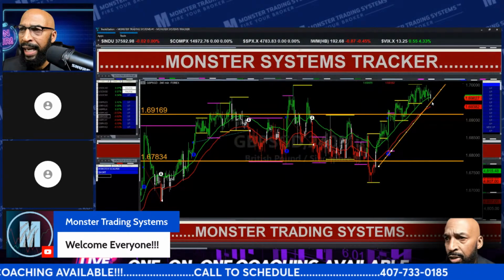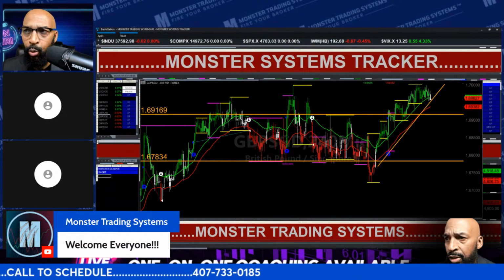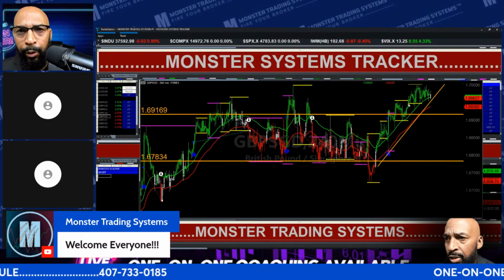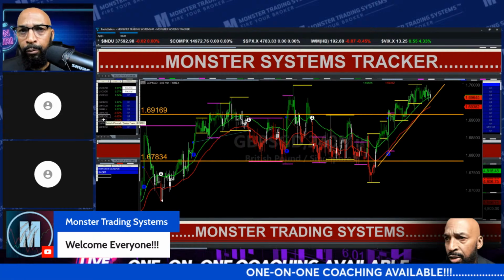So we need buyers to come in. If you get a red candle, sell signal, close the trade. So nothing to panic with this white candle here. We just need a green candle to come in. Okay, that's pound SGD, Singapore dollar.